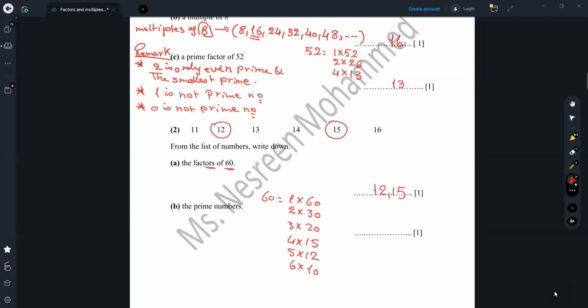From the list of numbers, write down the prime numbers. What are the prime numbers here? We list above the prime numbers. We have 11, we have 13. These are prime numbers. This is 11 and this is 13. Okay.